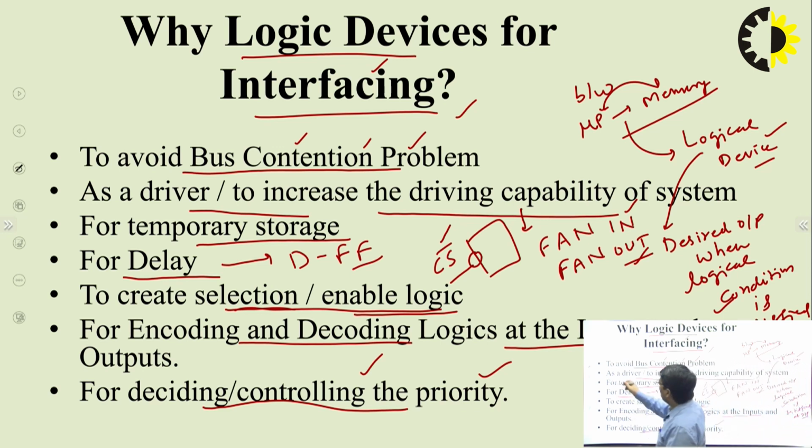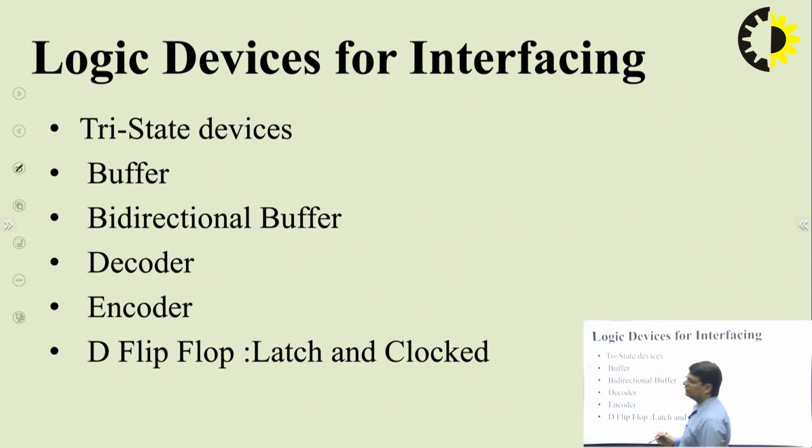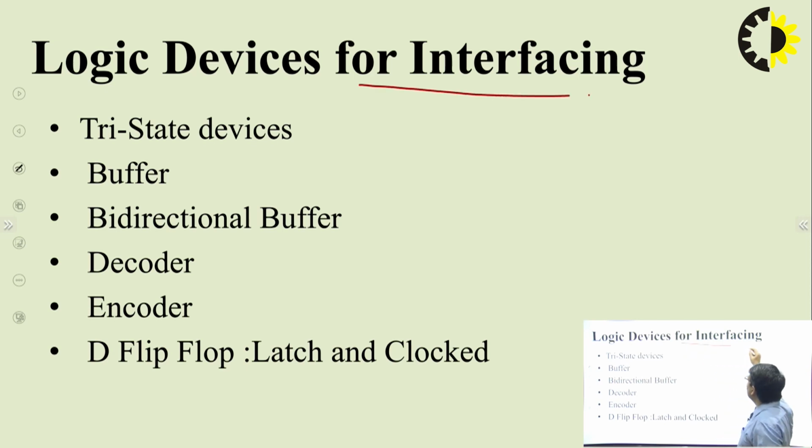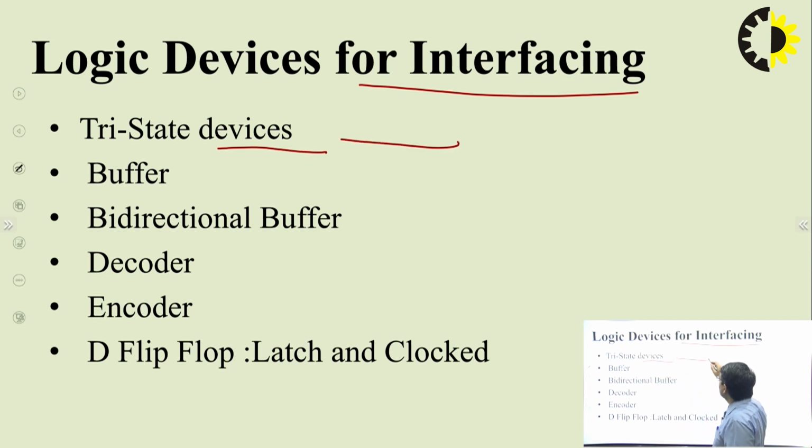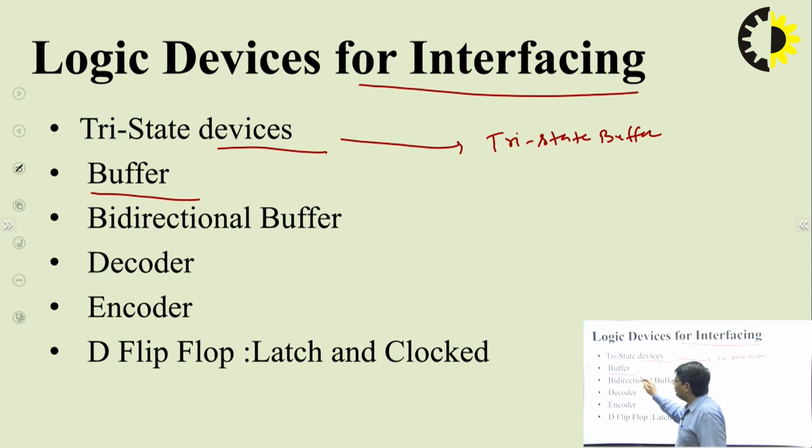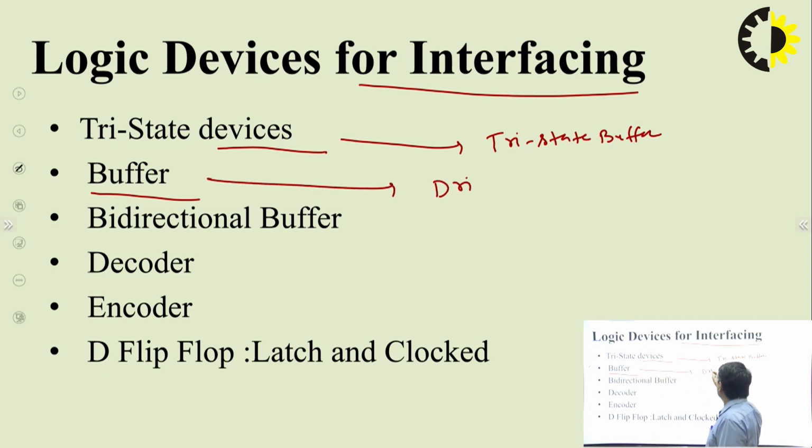Now next is, what are the examples? The main examples of logical devices that can be used for interfacing with microprocessor are tri-state devices. Tri-state device example may be tri-state buffer. Another is buffer or simple buffer or driver. These are also known as drivers.